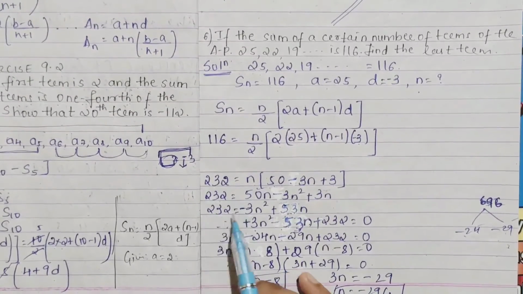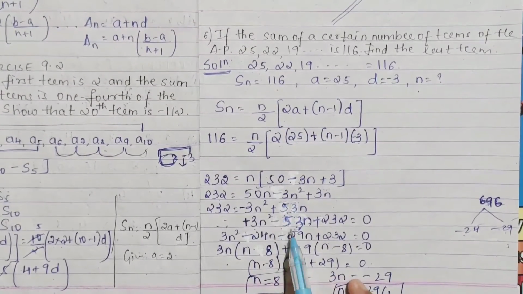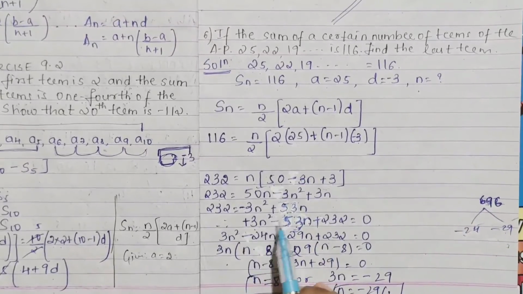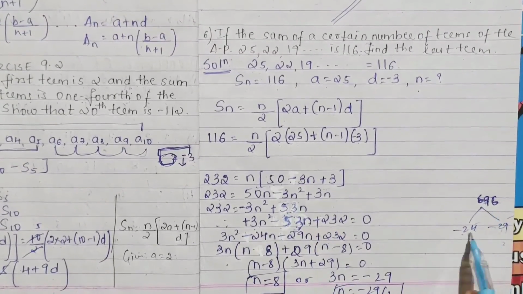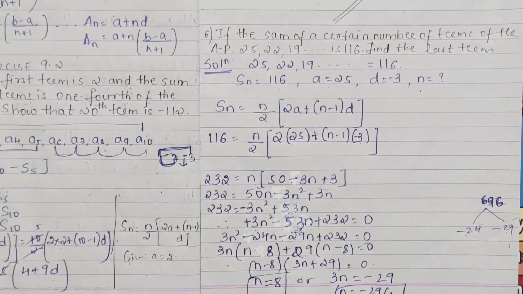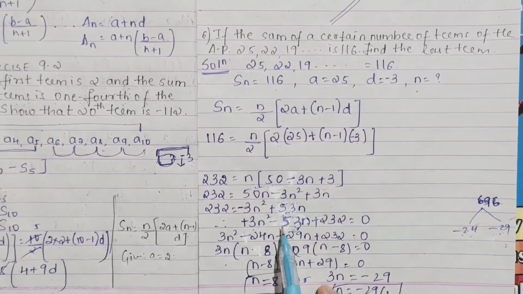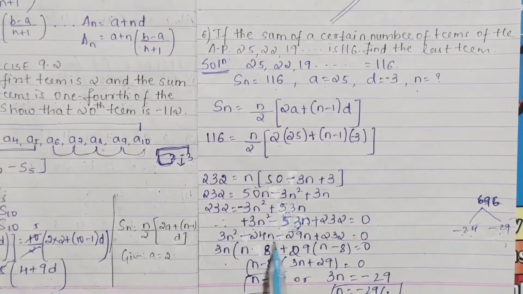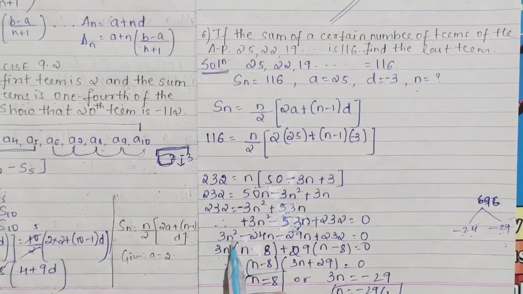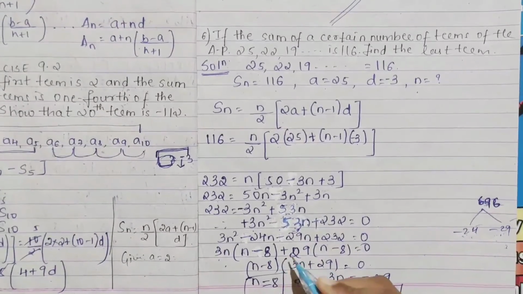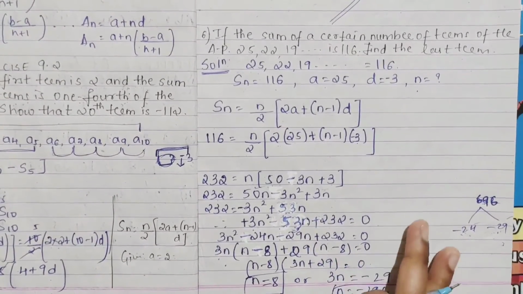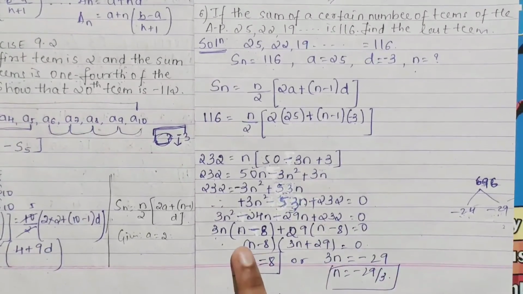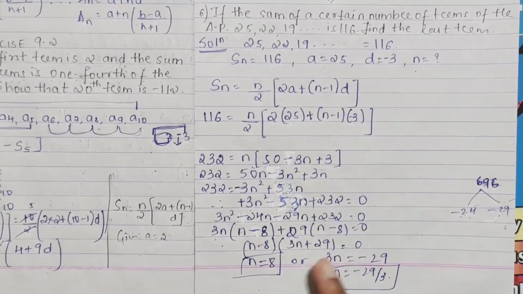So if we take it to the other side, this becomes 3n square minus 53n plus 232 equal to 0. So 696, remove the factor. So you're getting minus 24 minus 29, you get minus 53n. So split it up, 3n common, so remaining n minus 8, plus 29, again remaining n minus 8. So we'll be having n minus 8 and 3n plus 29, which is equal to 0.